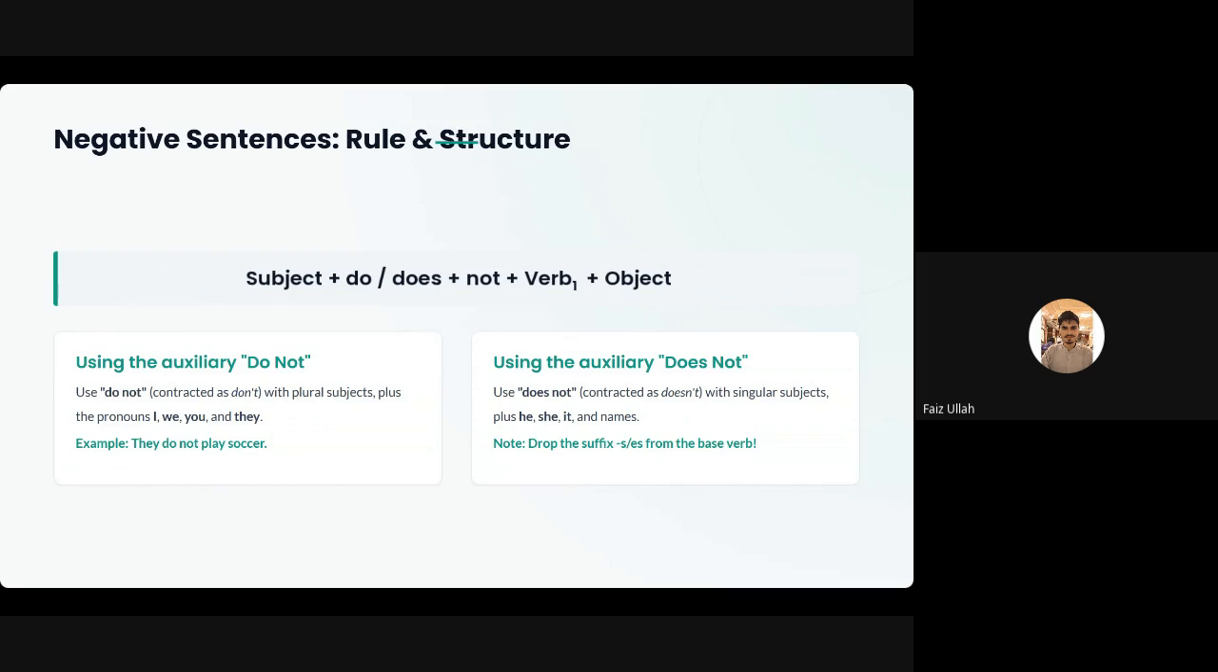The structure is, again, very very simple. First of all, you will be using a subject. Now the subject can be anything: I, we, you, they, he, she, it.